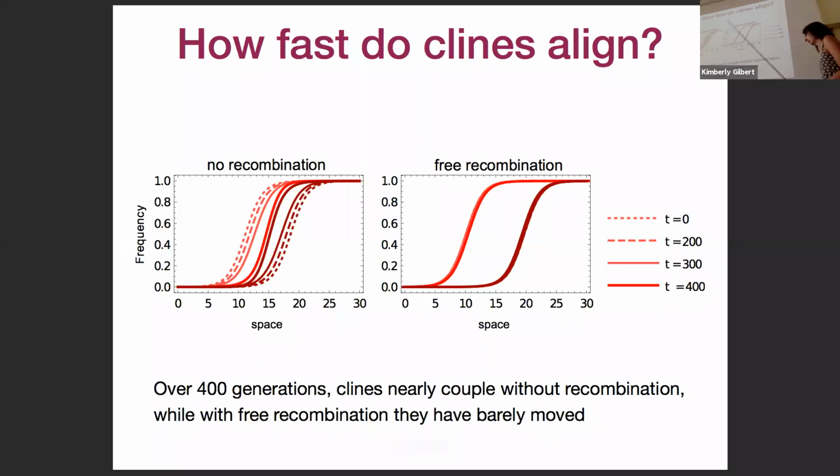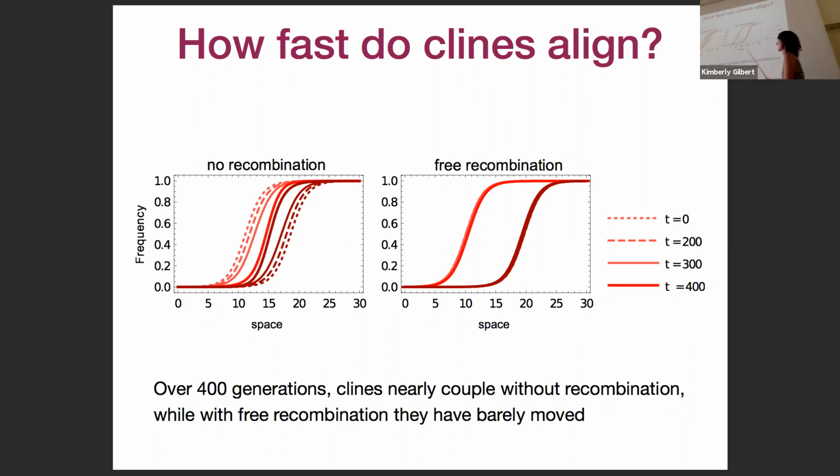And so to look at this, perhaps this is another way to look at it a bit more clearly. If we have no recombination on the left and free recombination on the right, and we just, again, look at two different clines, the A and the B, these are at different time points from the dashed lines to the solid lines over space, and this is allele frequency. With no recombination, from 0 to 400 generations, we can see quite a lot of movement of these clines towards each other. So they're starting out here at the smaller dashed line and then moving towards each other and ending at the solid line.